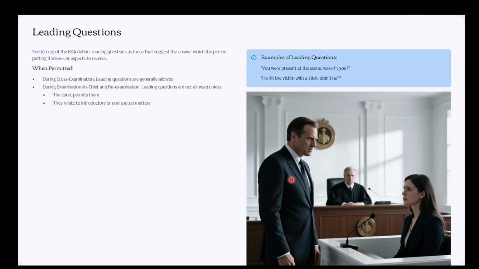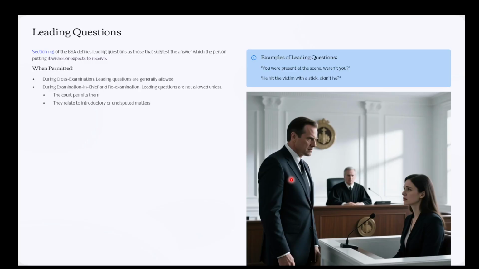So what are leading questions? Section 146 of the BSA defines leading questions as those that suggest the answer which the person putting it wishes or expects to receive. Let me read once again. What are leading questions? Section 146 of the BSA defines leading questions as those that suggest the answer which the person putting it wishes or expects to receive.